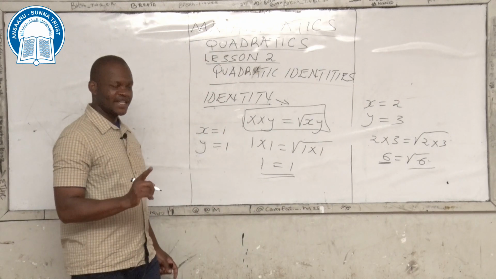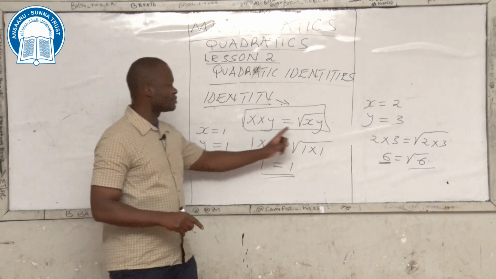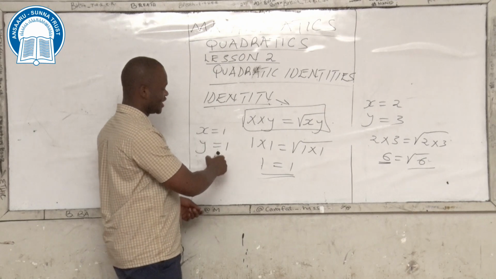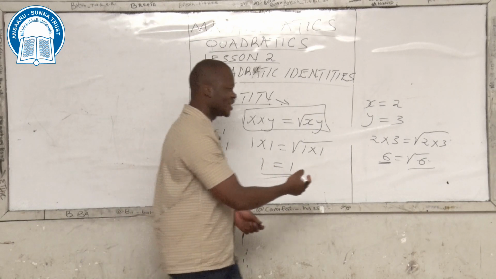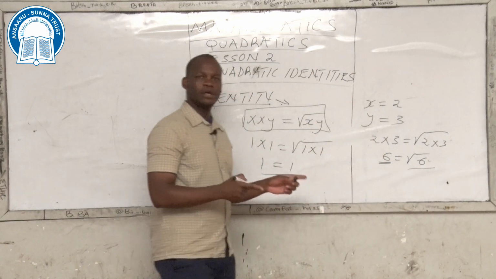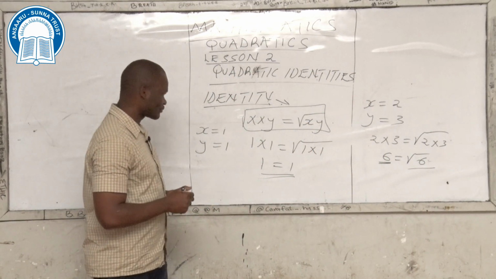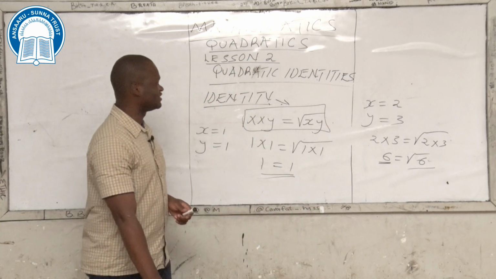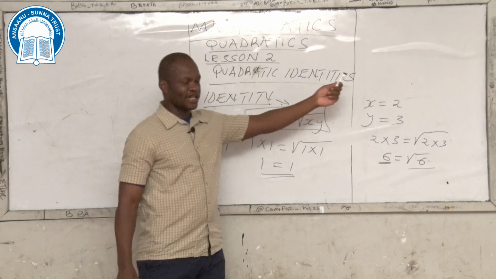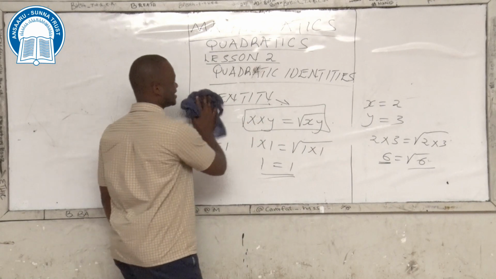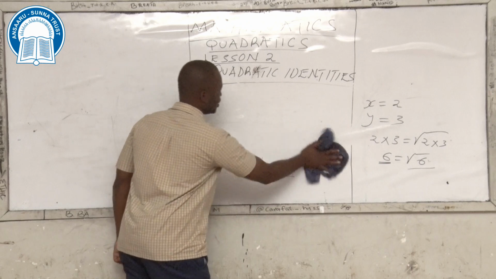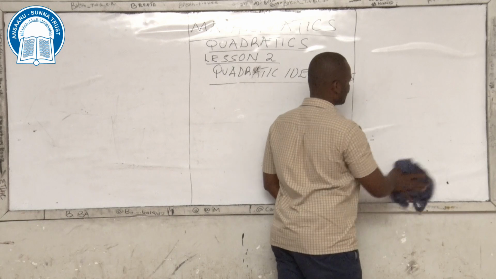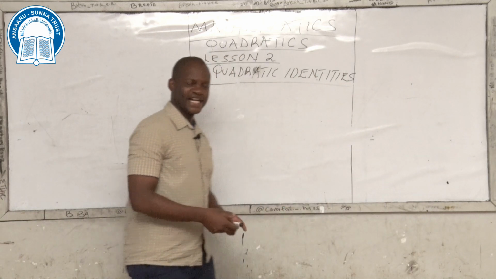An identity. For any equation to be called an identity, at any time, if at all you change the values of the variables, the equation must still hold. Now, having discussed what an identity is and given, of course, several examples, now we can go to what? Quadratic identities. Now, there are 3 quadratic identities.